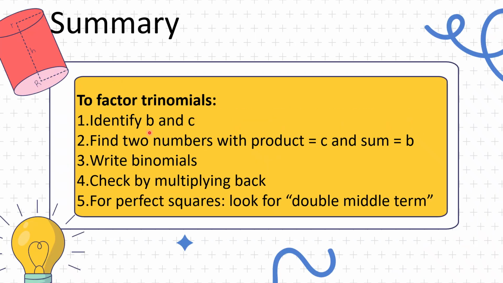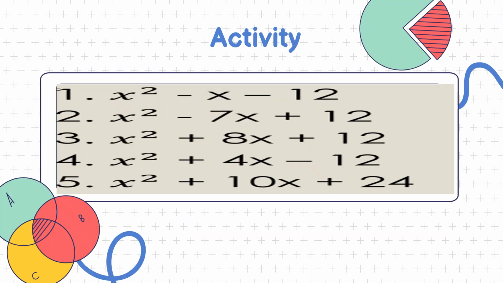Okay, now this is the summary. To factor trinomials, number one, identify B and C. Remember, the B is the middle term, the C is the last term. Then find two numbers with product C and sum B. So our two factors, that's what we did. When you add that, you get the middle, and when you multiply, it gives the third, the C. Write the binomials, then check by multiplying back. Okay, that's the rule. For perfect square, look for double the middle term. All right, let's move on.